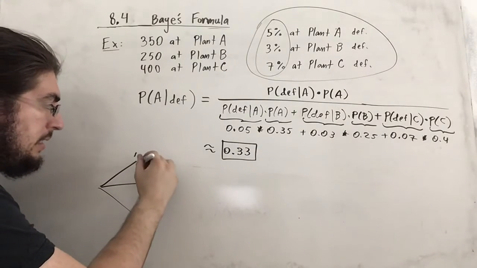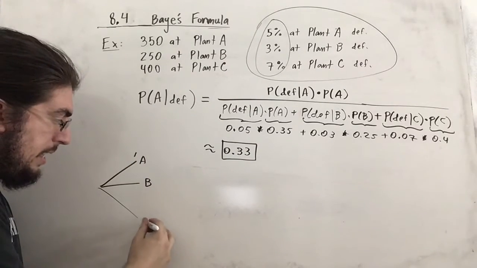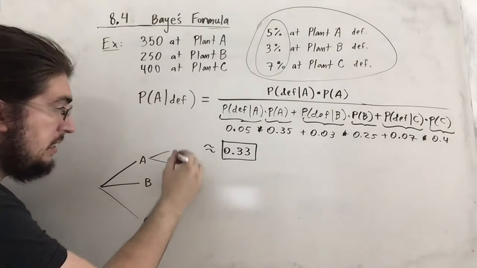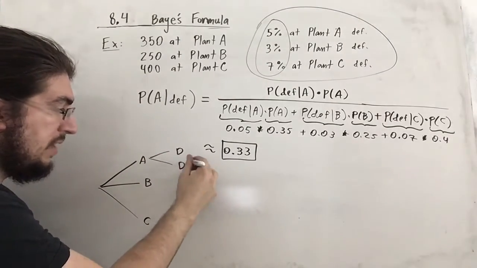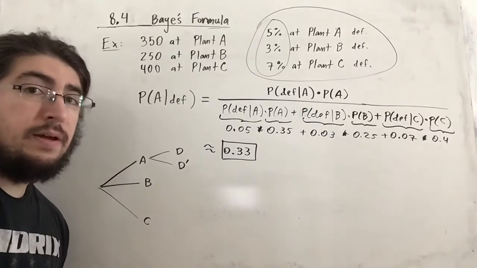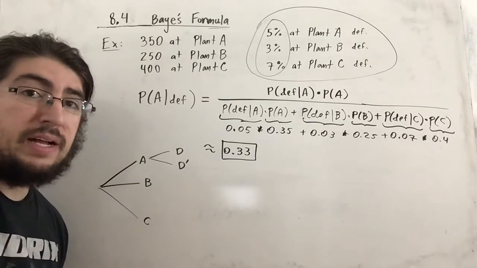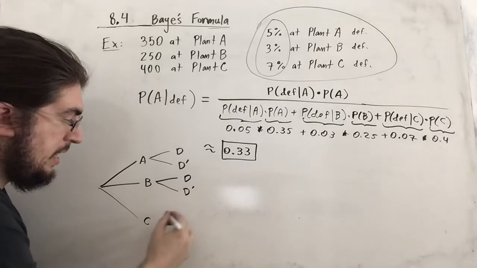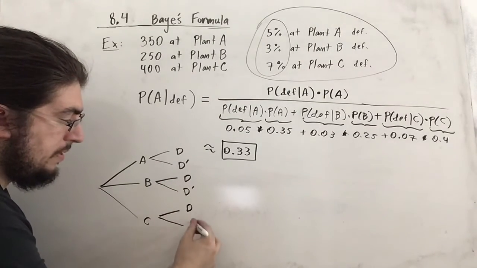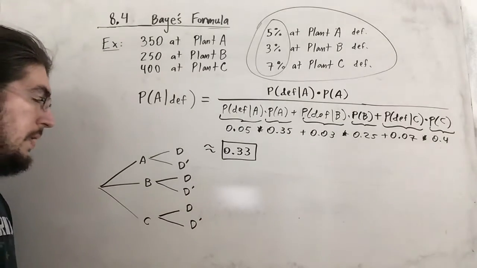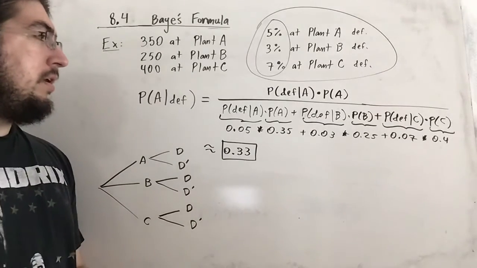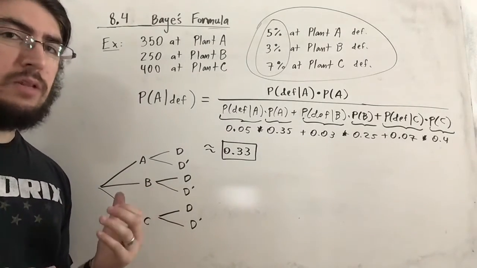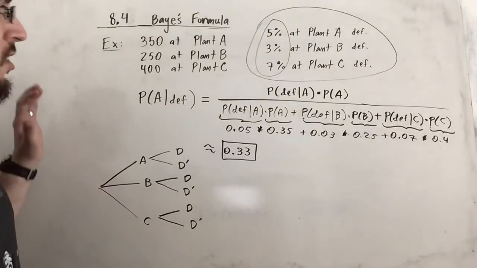So there are 3 plants. So there's plant A, plant B, and plant C. And then from there, either it is defective or non-defective. So let me write D prime for the complement of defective, which would be non-defective. So same thing here. There's either D or D prime for B, and for C there's either D or D prime. Perfect.